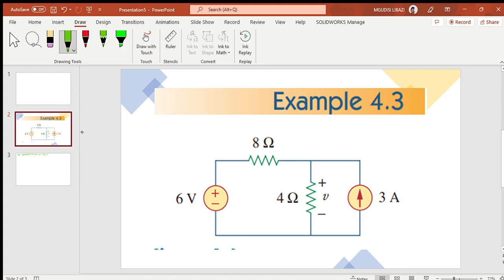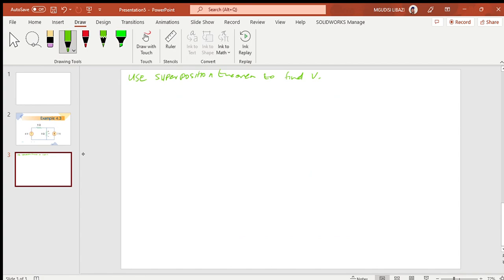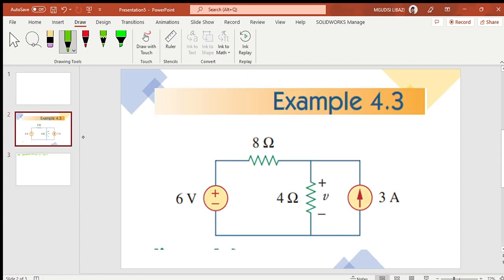Okay, so this is an example from the textbook. It's about superposition. The question says to use the superposition theorem to find V. So we want this V, and we want to use the superposition theorem.